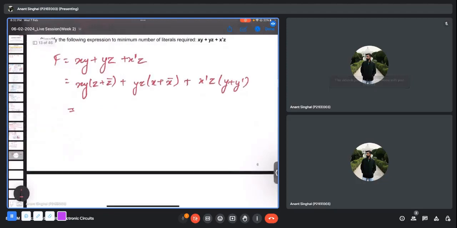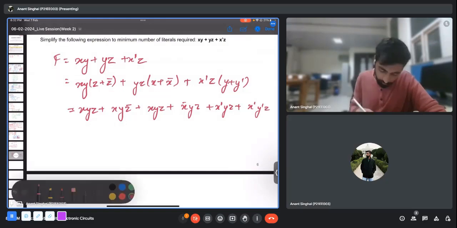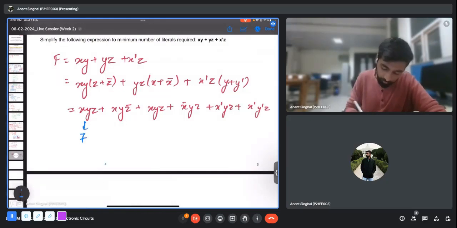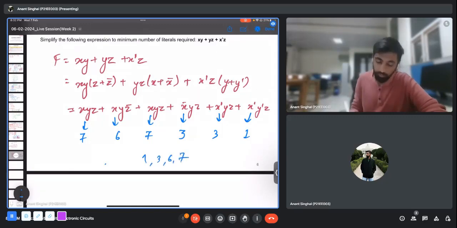The first term will be xyz. This will be xyz complement. The next term will be again xyz plus x complement z. Then I have x complement yz, and finally I have x complement y complement z. So if I change these to minterms, this will be 7, this will be 110, that will be 6, this will again be 7, this will be 011, that will be 3, this will be 0, this will be 011 again, that will be 3, and finally I have 001, that will be 1. So I can either fill the k-map by using 1, 3, 6, 7, or I can fill the k-map directly.